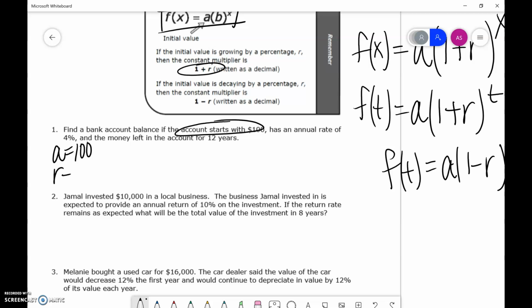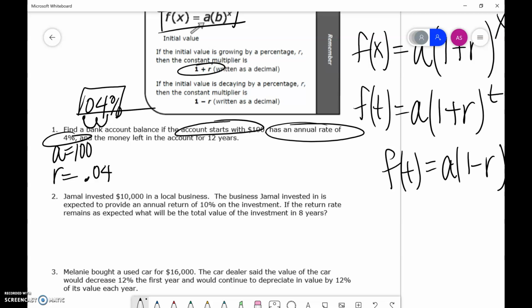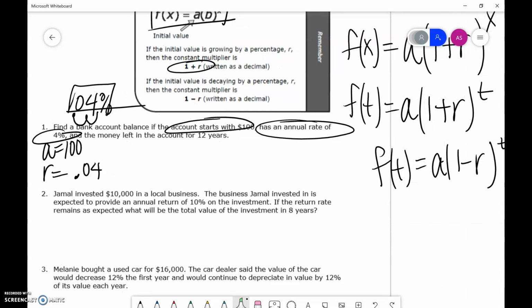Then instead of b equals, I'm going to have r equals, because I want to talk about that rate. It has an annual rate of 4%, so that's going to be my r. But when I write my r, I'm going to write it as a decimal, so it'll be 0.04. If you remember, all you do when you turn percentages into decimals is move the decimal point over twice to the left, and that's your number. Now that I have my a and my r, I'm just going to plug them in respectively.